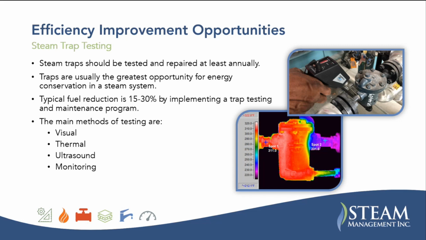Okay, so steam trap testing. So this is a good opportunity. Steam trap repairs is often the best opportunity for efficiency improvement in a steam system. Traps should be tested and repaired at least annually. Traps are usually the greatest opportunity. I said that typical fuel reduction is 15 to 30% by implementing a trap testing and maintenance program. And the main methods of testing are visual, thermal, ultrasound, and monitoring.